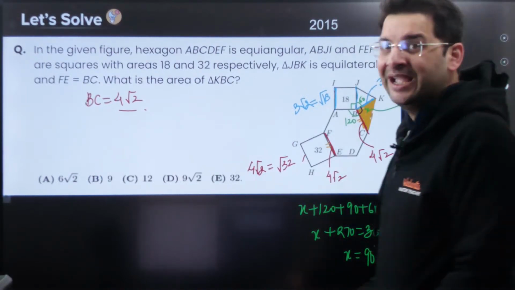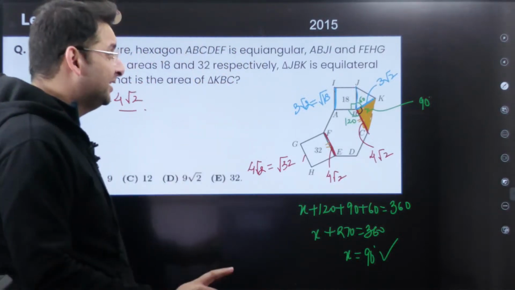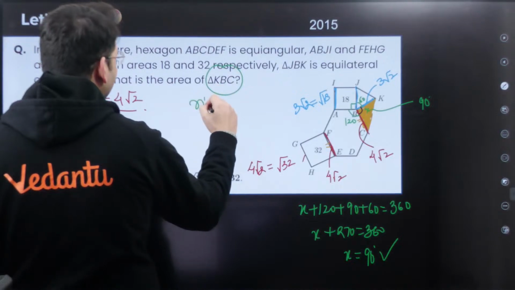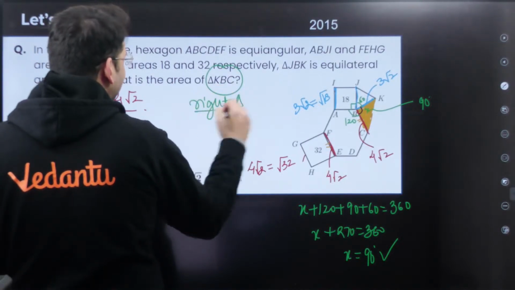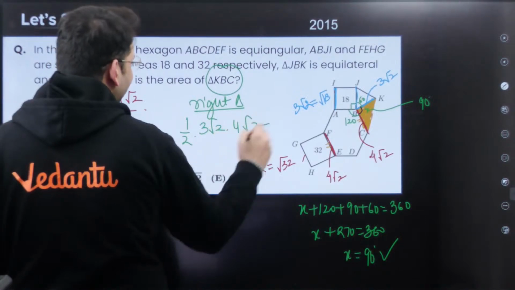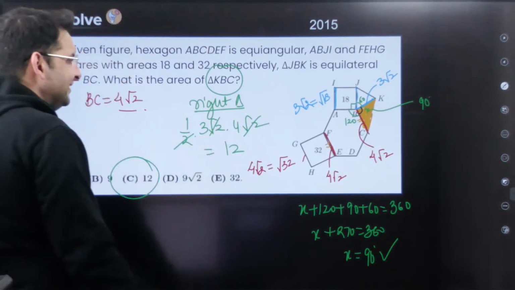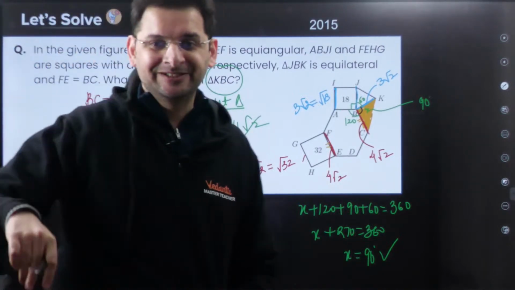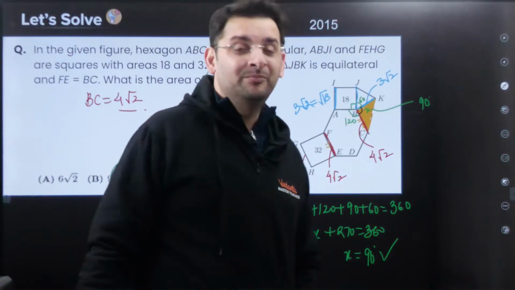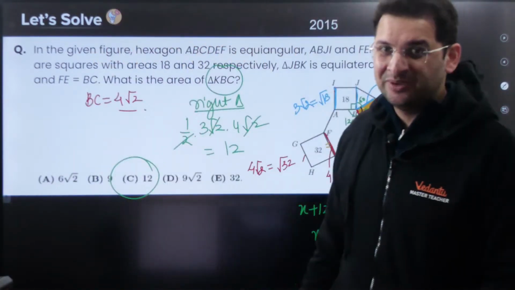Now we have two sides of a triangle which are known to us, and an included angle of 90. So it is actually a right triangle. And for a right triangle it is simple, half base height. So it is 12, which is option C. So option C is going to be the right answer, not A. It is C. Half base height, basic. Is this clear to everyone?